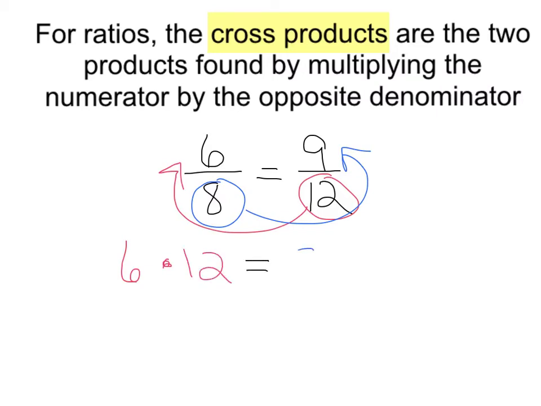equals 8 times 9. And the reason this is useful is once you actually do those calculations, it's an easy way to figure out if the ratios are in fact in proportion, because if they're in proportion, they should equal the same number. 6 times 12 is 72, and 8 times 9 is also 72. So this pair of ratios is in proportion.